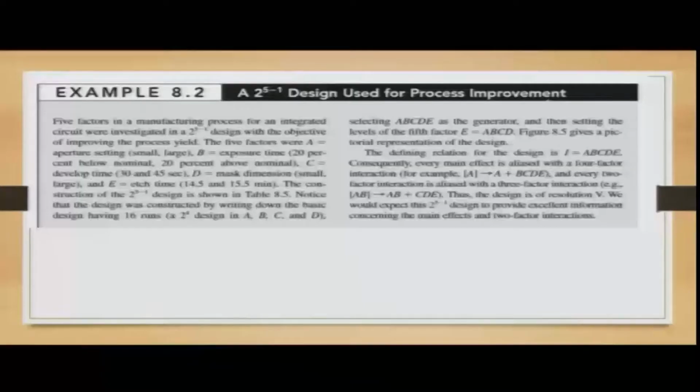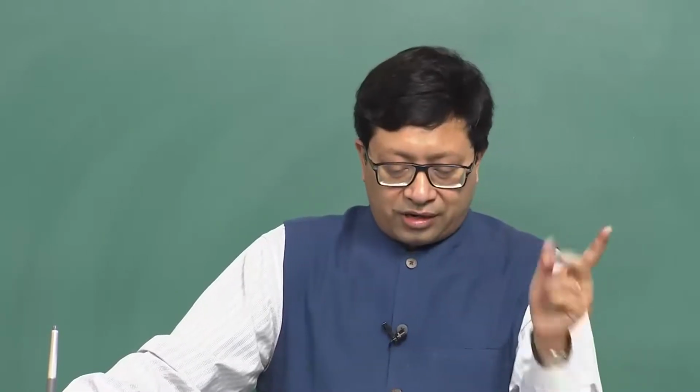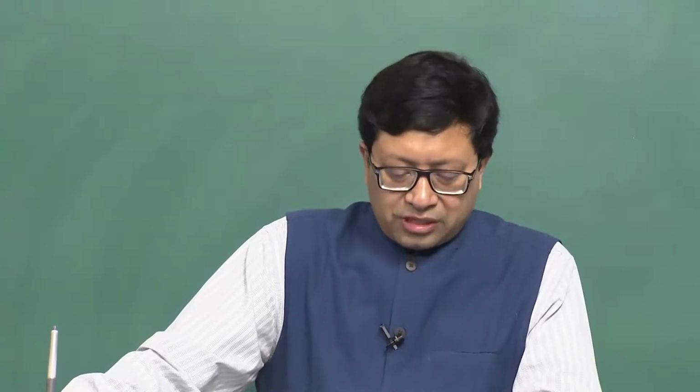The 5 factors for this manufacturing process are aperture setting, which is A, and B, which is exposure time. Remember that when I am reading the A effect or B effect or C effect, I will also mention what level of significance each of them has on the overall factor. So again, the 5 factors are A, which is aperture setting, which will be small and large. So that means A has an effect on 2 levels.